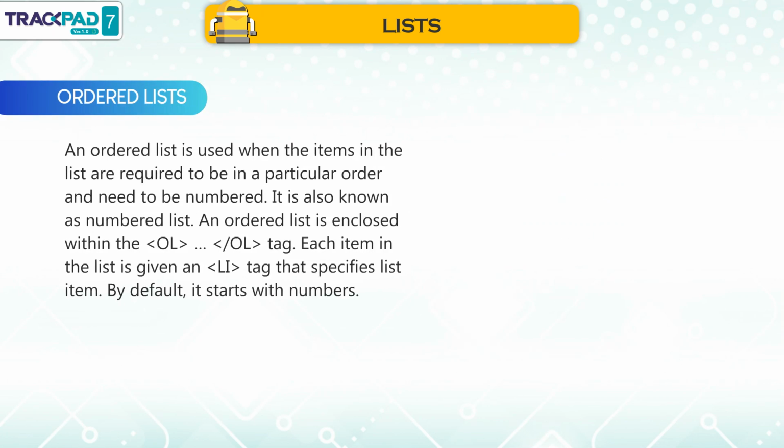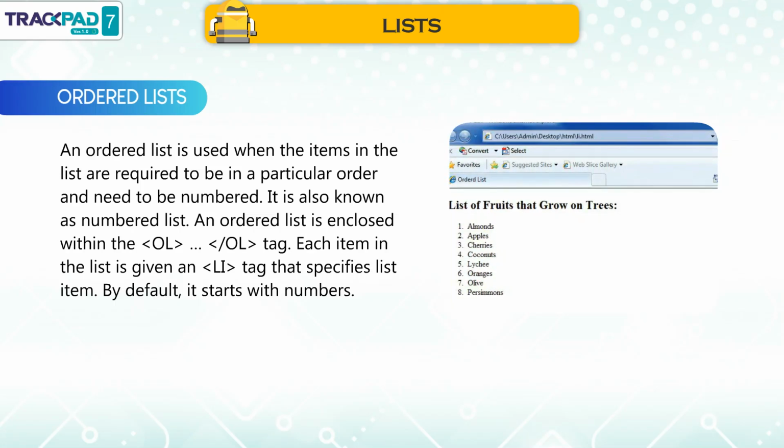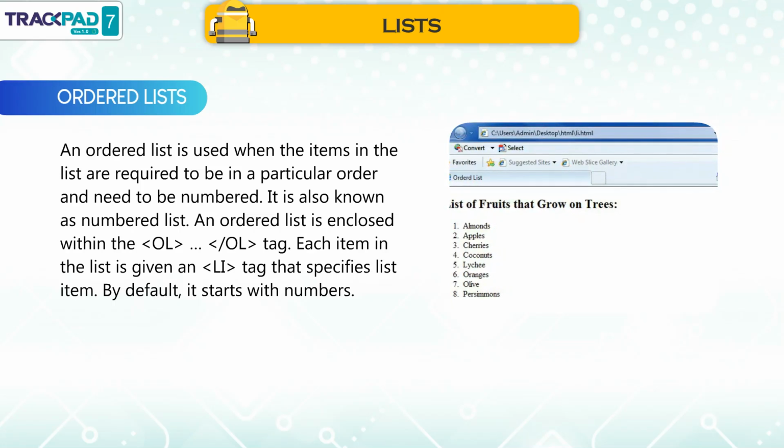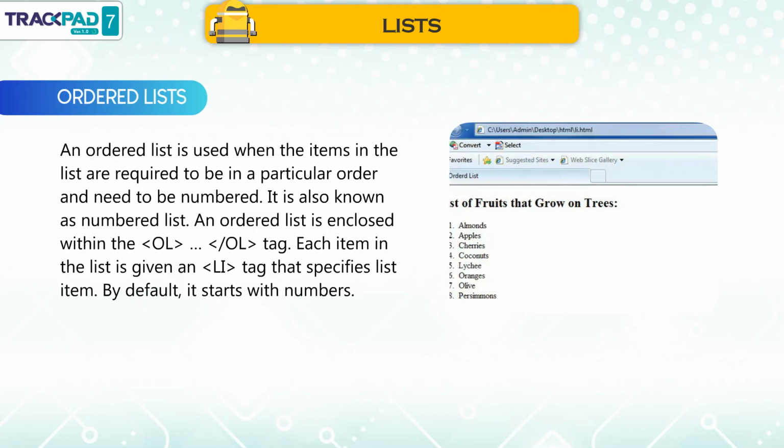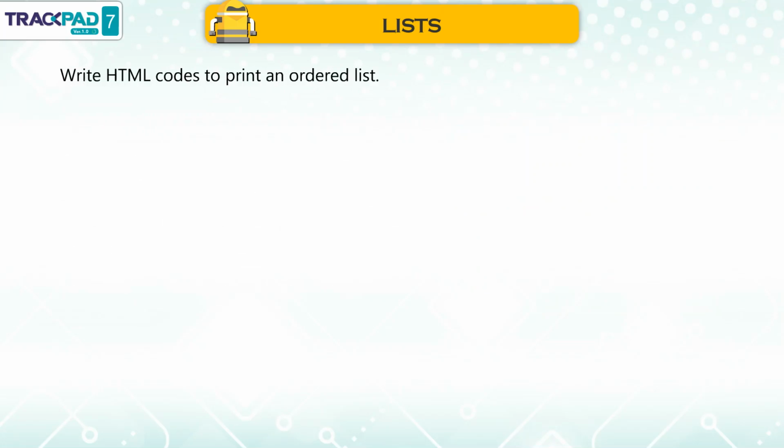Ordered list. An ordered list is used when the items in the list are required to be in a particular order and need to be numbered. It is also known as numbered list. An ordered list is enclosed within the <ol></ol> tag. Each item in the list is given an <li> tag that specifies list item. By default, it starts with numbers. Write HTML codes to print an ordered list.